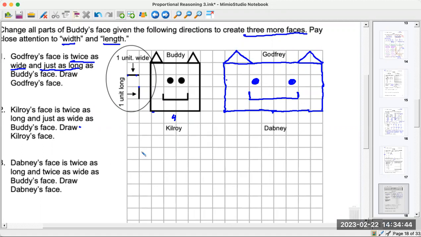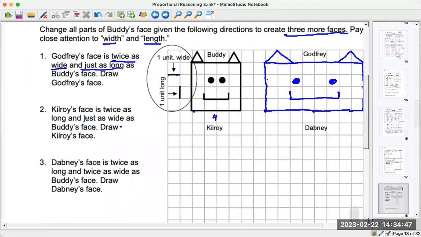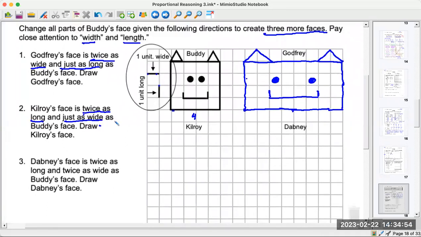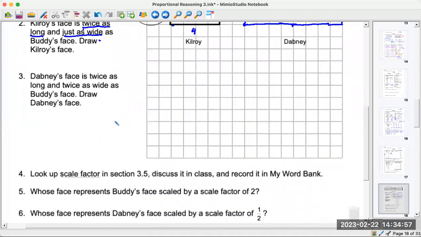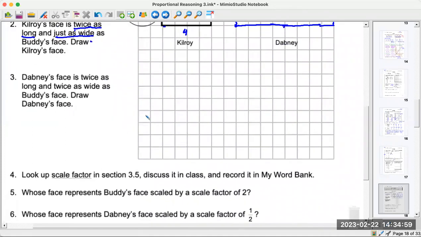Okay, the next one is Kilroy's face is twice as long, but just as wide. So we're changing the height, the length. So the width stays the same, but twice as long. That means it's going to go up 8. So I have to decide where am I starting. I'm going to start actually on the bottom here, and I'm going to go up 8. 2, 3, 4, 5, 6, 7, 8, and then still the same 4 over because we're not changing the width. We're making it longer.